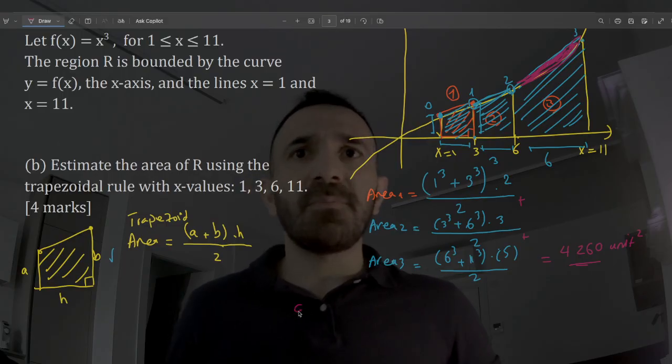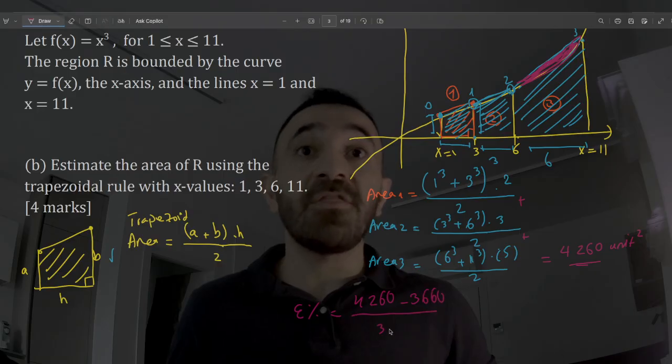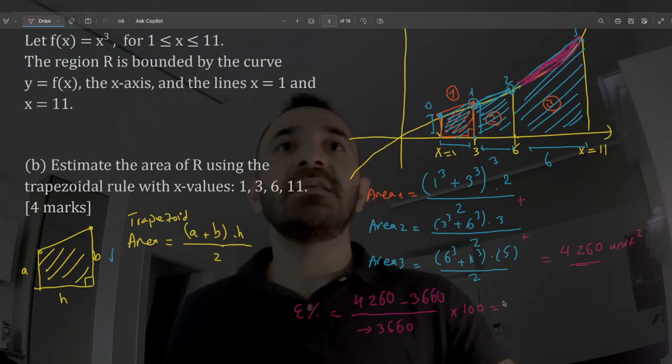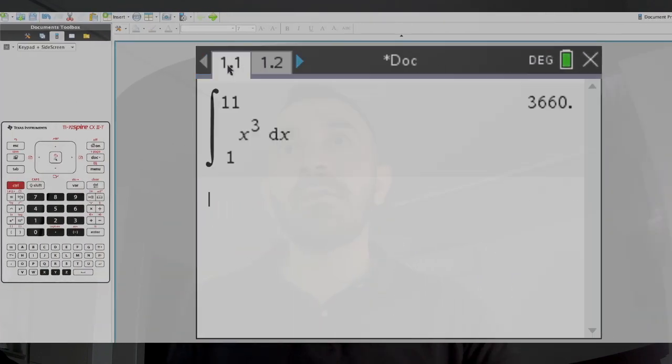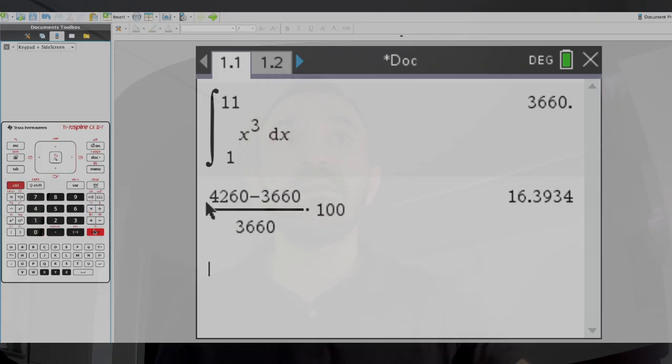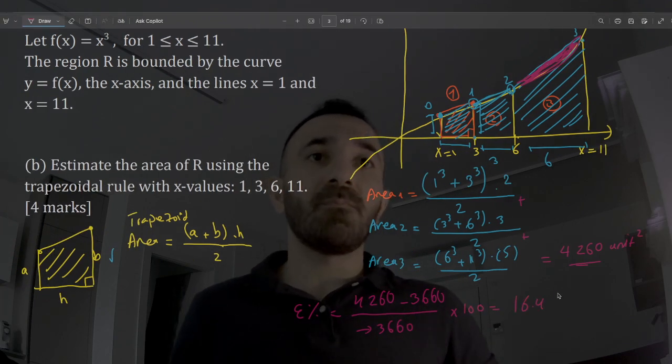So we're going to find the percentage error. It's 4,260 minus 3,660 divided by 3,660. You have to put the exact value. Don't make a mistake here. Times 100. This is going to give you the percentage error. Do I have it here? Yes or no? No. So control division, 4,260 minus 3,660 divided by 3,660 times 100. Control enter. 16.4 is the percentage error in this case.